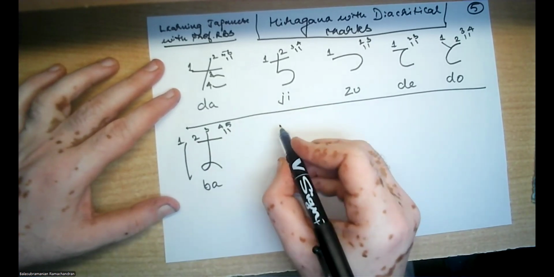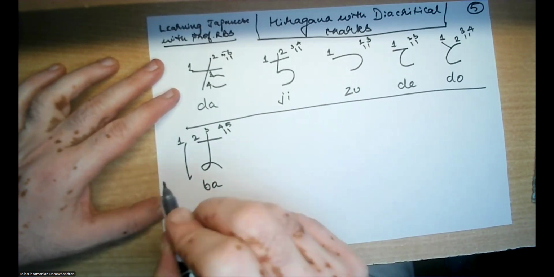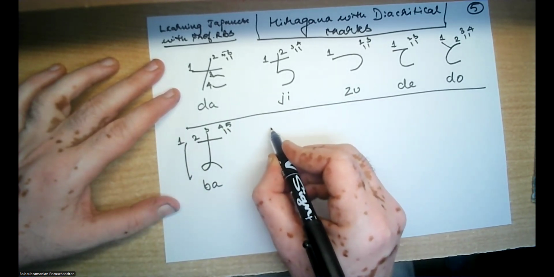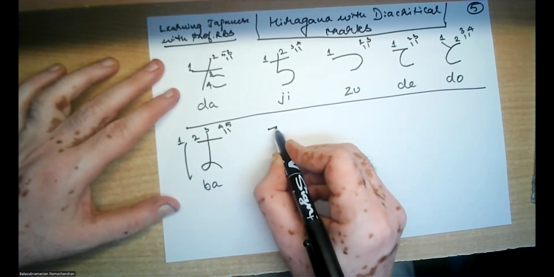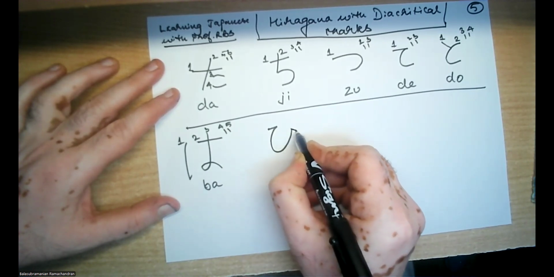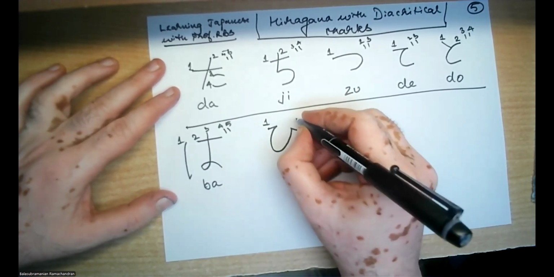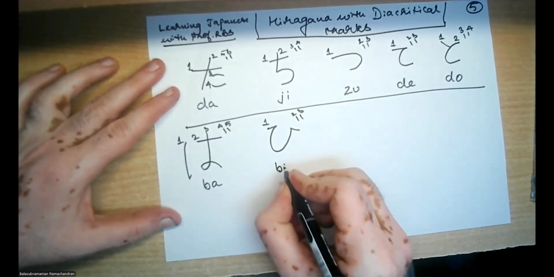Okay. Now, let's move on. Then we go to Hi. That is, Ba is derived from Ha. Then let's write Hi. It's a single stroke, so without lifting your pen from the paper. Good. This is a single stroke. Add 2 diacritical marks, 2 and 3, and you get Bi.